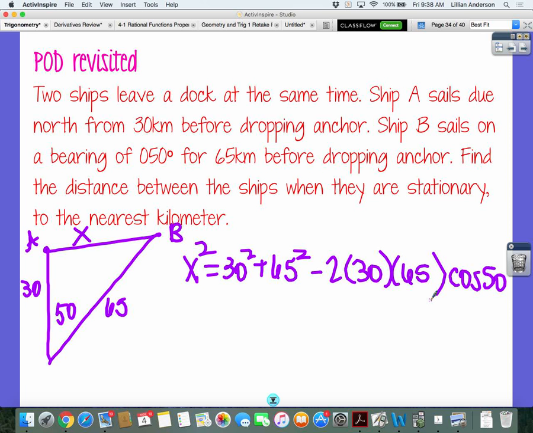You got a number, and then how do you actually find the value of x? You take the square root of this whole thing. So then, did you guys get 51 when you round to the nearest meter? Awesome job. All right?